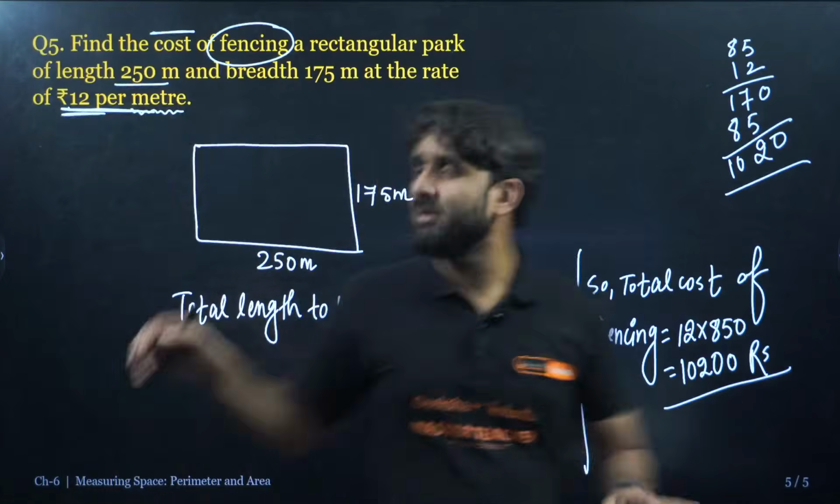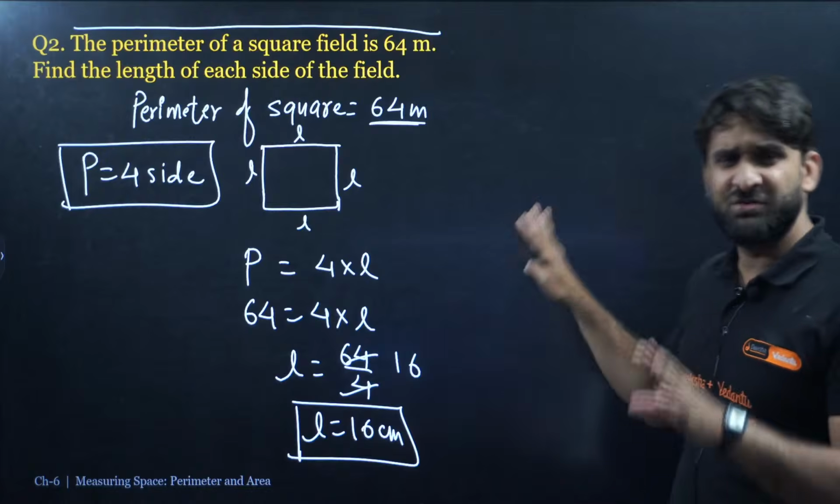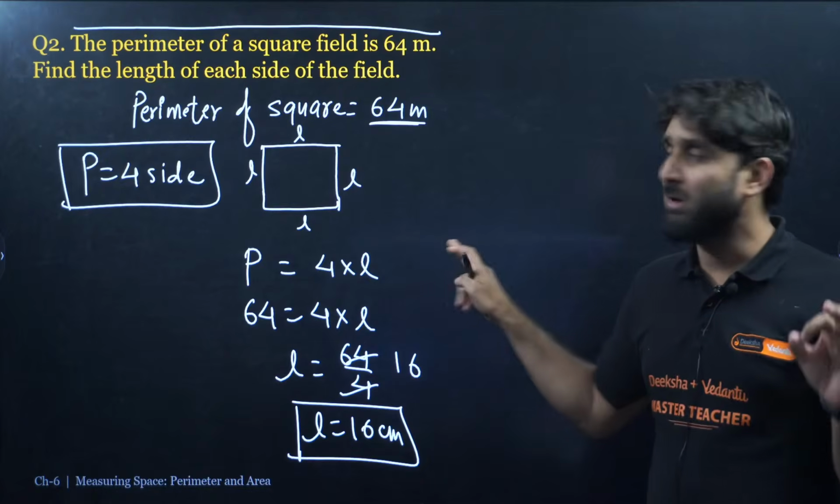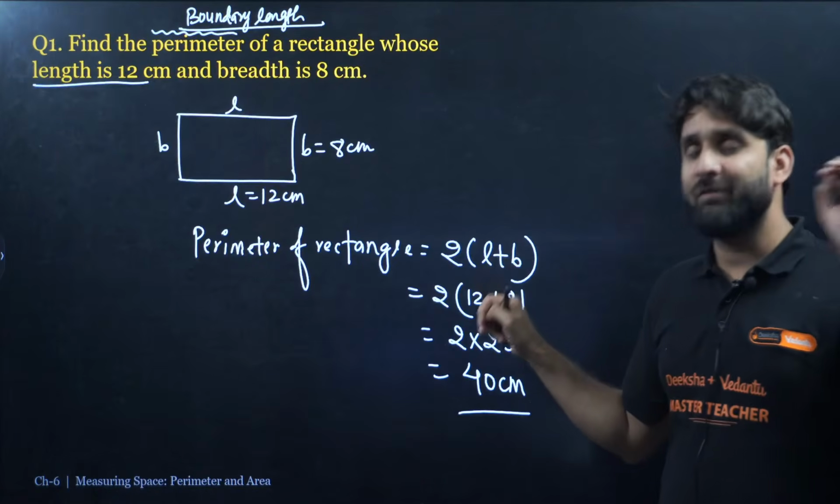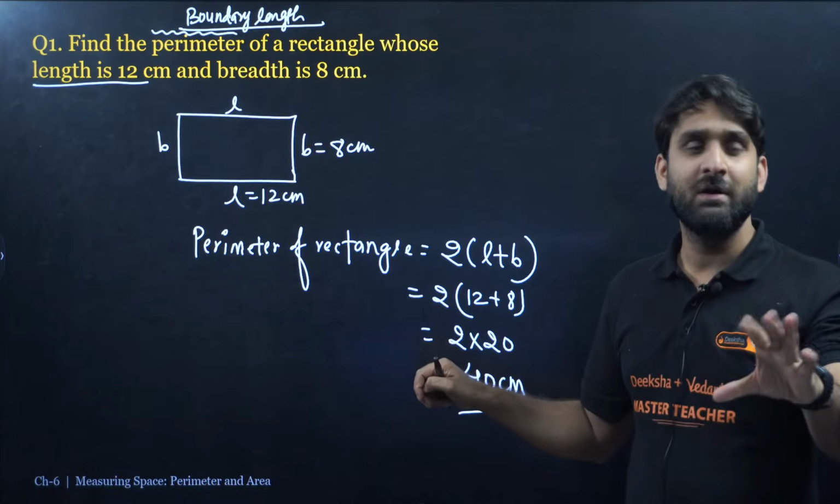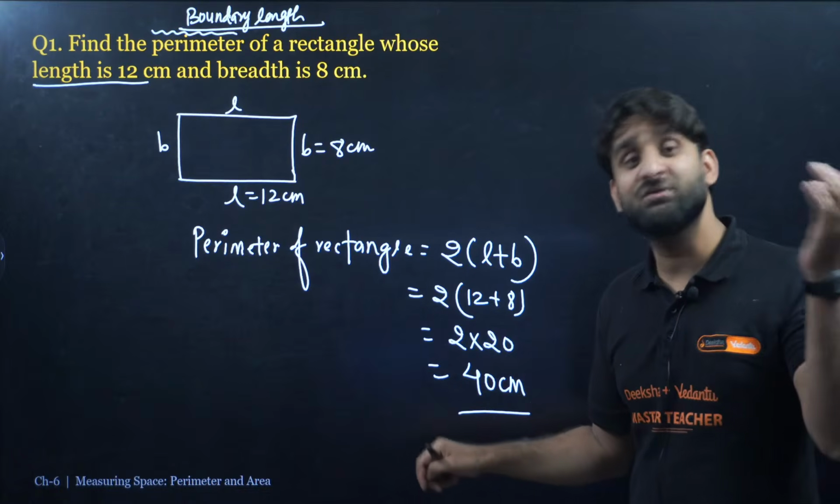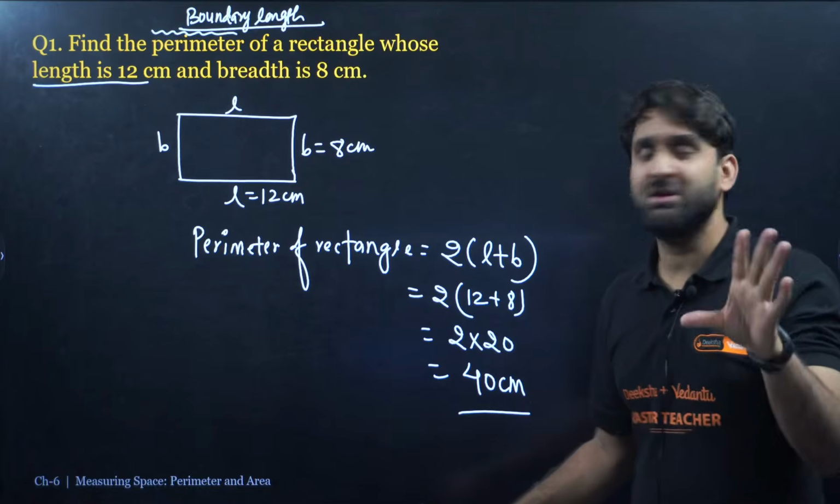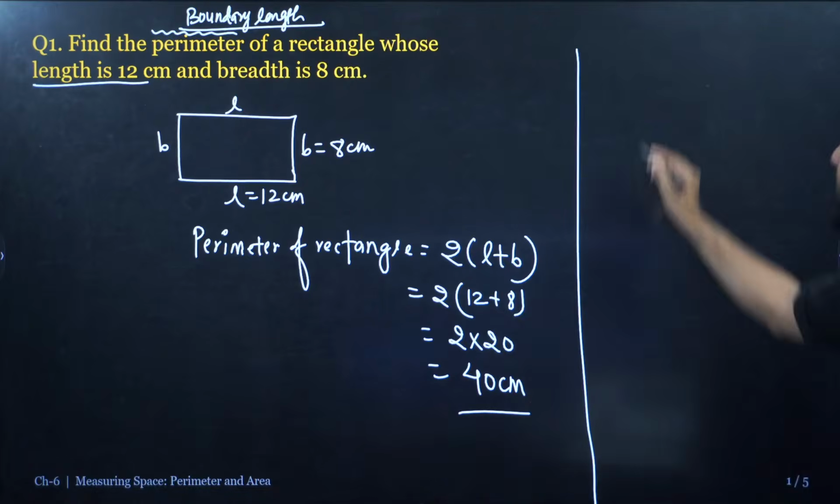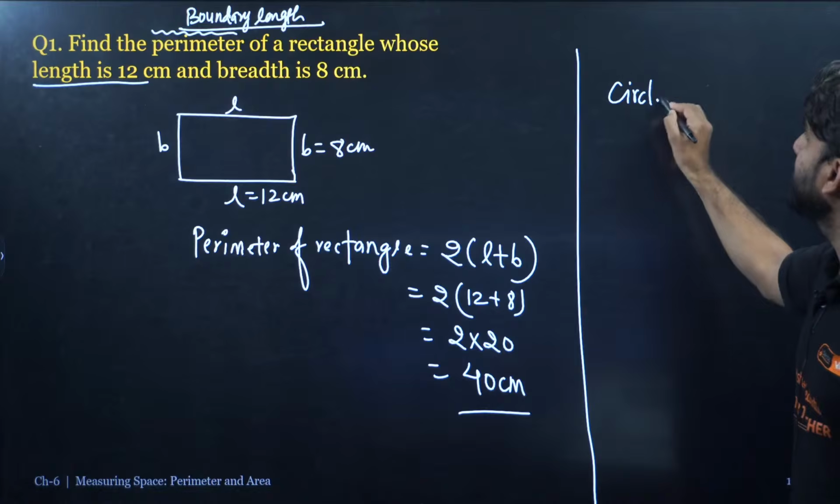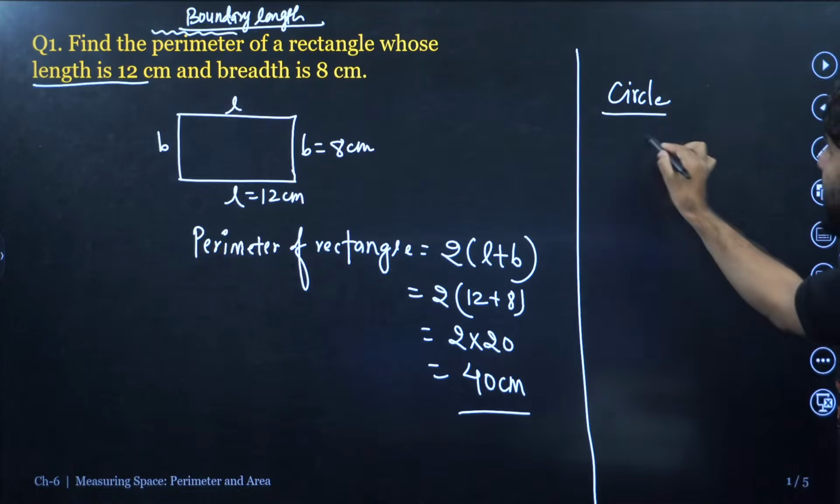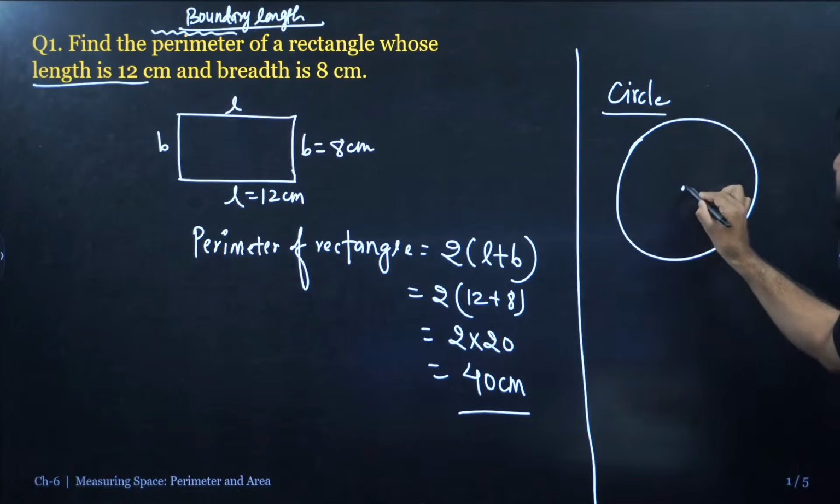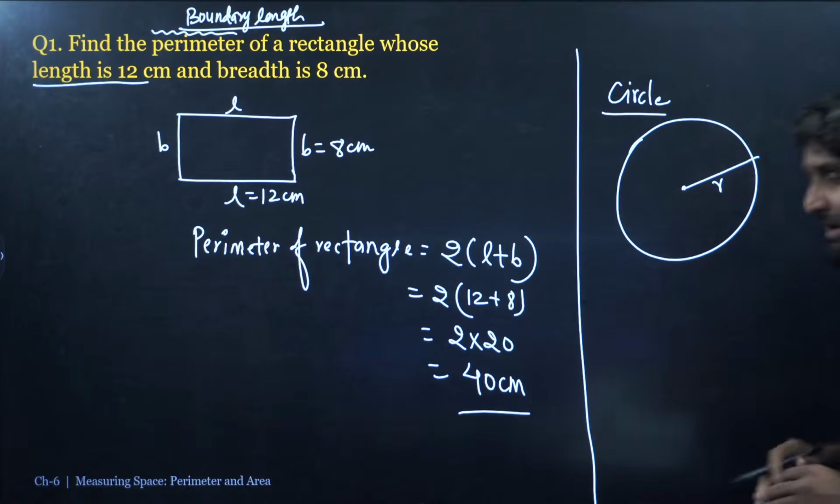This is all about the perimeter, this chapter, my dear. So this is very easy, trust me. The chapter Measuring Space is very easy. The questions are directly based on formulas, and most of the questions are on rectangle and square. Some questions on circle are also there. So let me introduce you to the circle. Listen, champion, this is a circle here, and this will be the center, and this is called the radius, right?